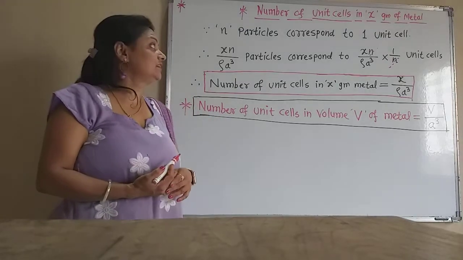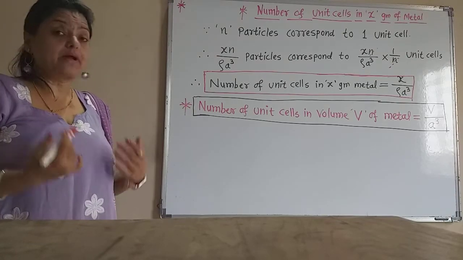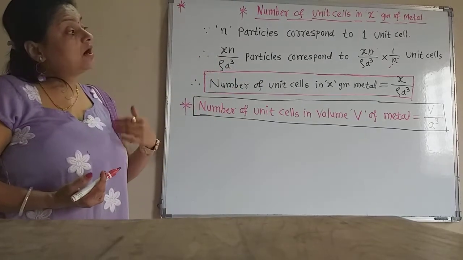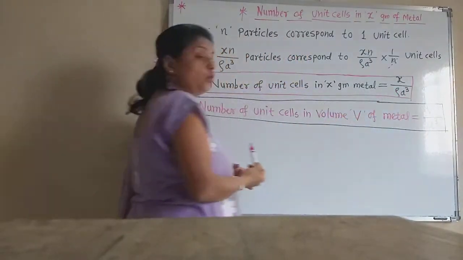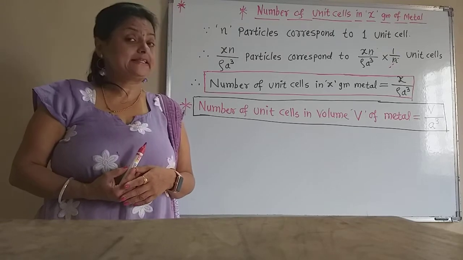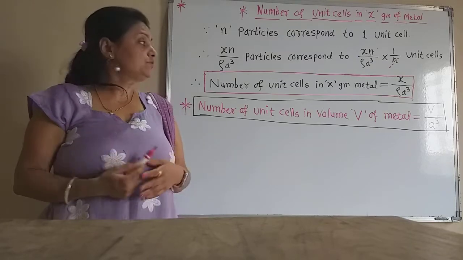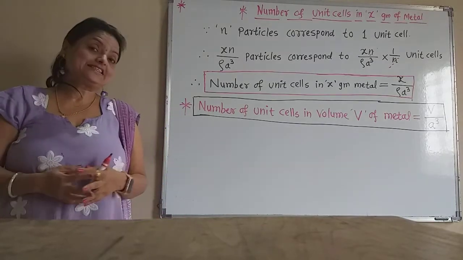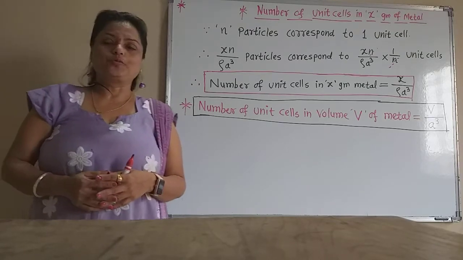Now, all these are the different formulae we learned. The number of particles is calculated by x n divided by rho into a cube. The number of unit cells is calculated by the formula x divided by rho into a cube. And if we want to calculate the number of unit cells present in the V volume, which is the given volume of the metal, then it is calculated using the formula V divided by a cube. Now let us learn the numerical based on all these formulae.